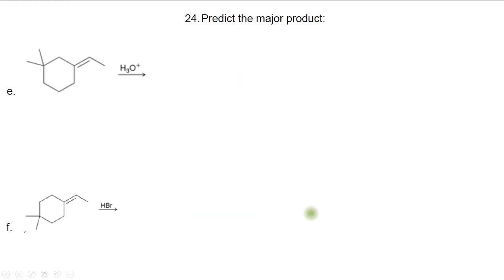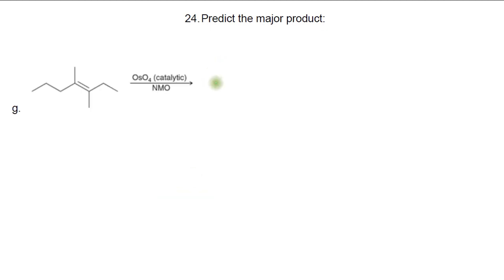This is acid plus water. We're going to get the Markovnikov addition of water. And the alcohol will go to the position that is more substituted, which is this one. HBr, same thing, it's a Markovnikov addition. The Br is going to go to the carbon with more carbons. So my Br goes there.